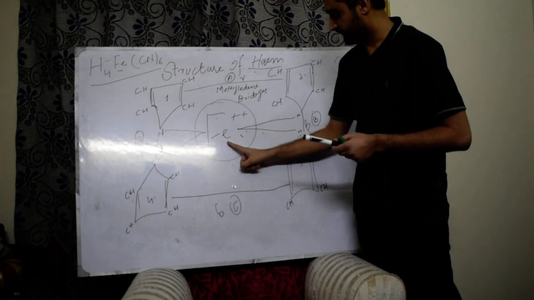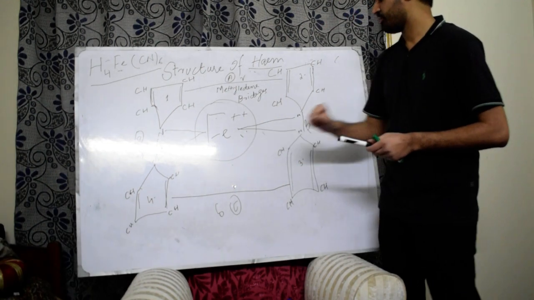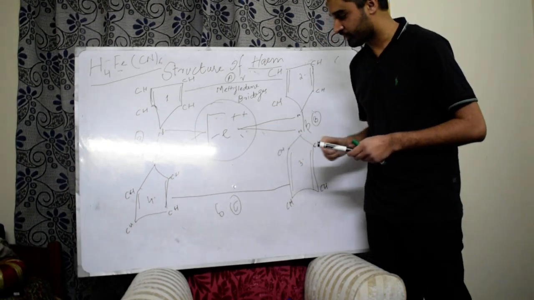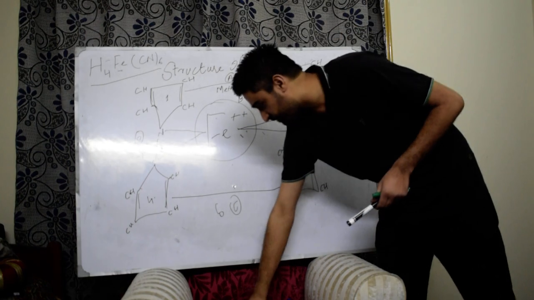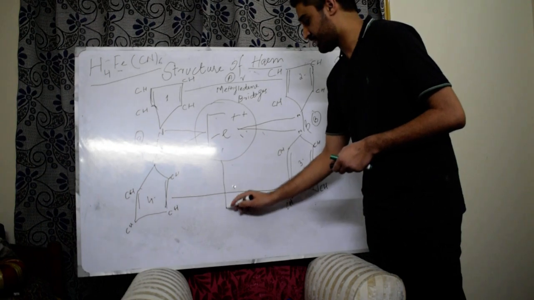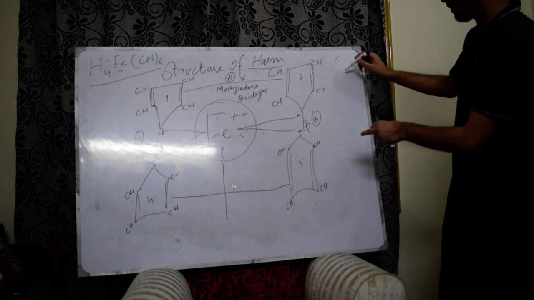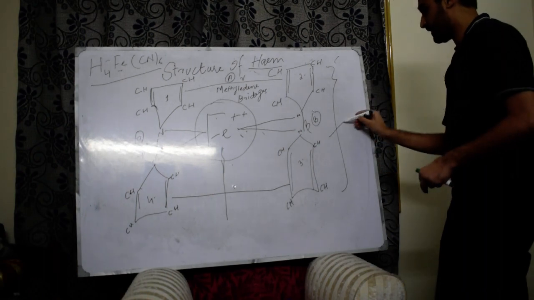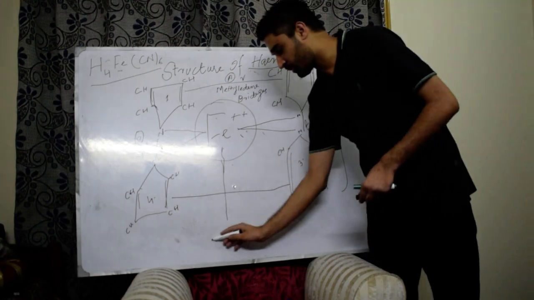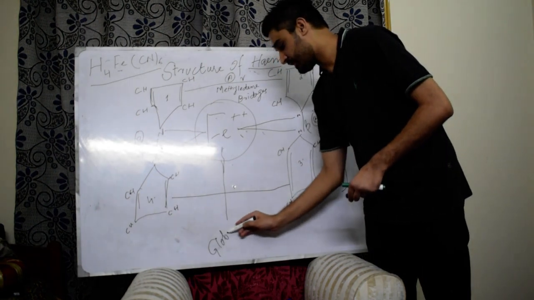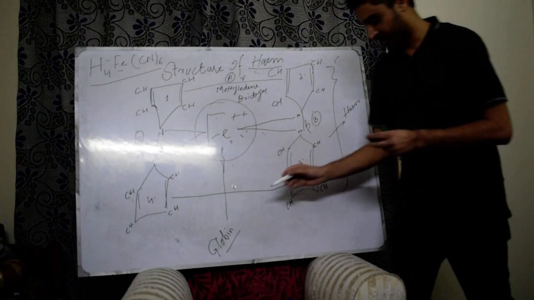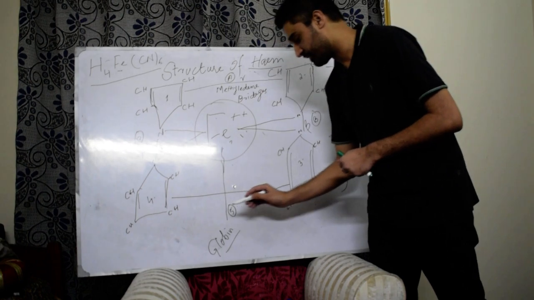Coming again to this iron, which is in the ferrous state, it has attached itself with 4 nitrogen molecules, one from each pyrrole ring. This whole portion is called heme. This heme portion is attached with the globin portion with the help of this iron. So this is its fifth valency.